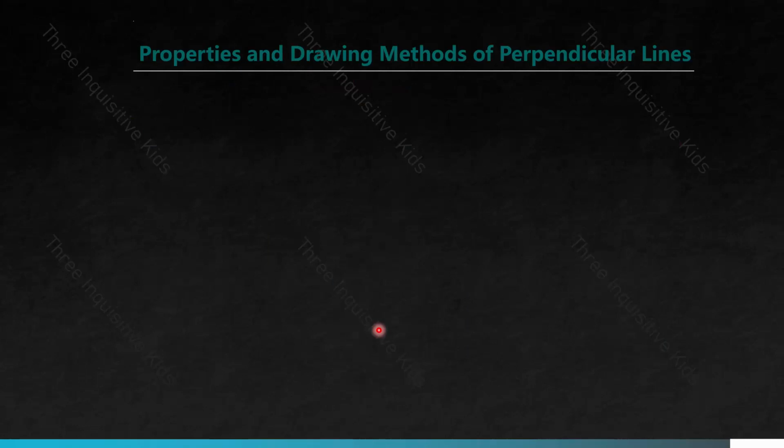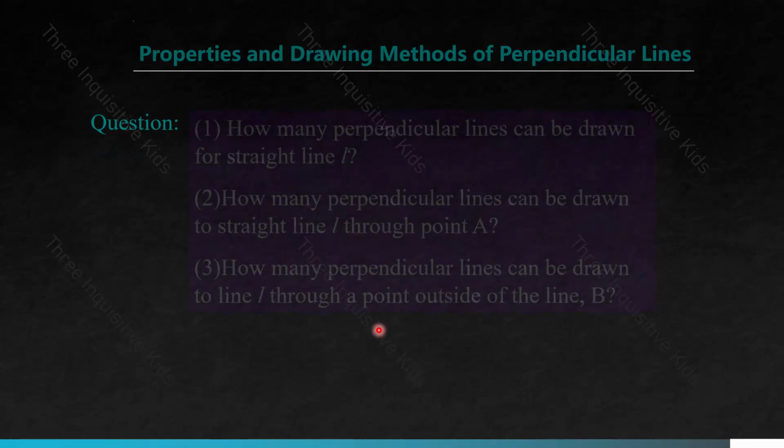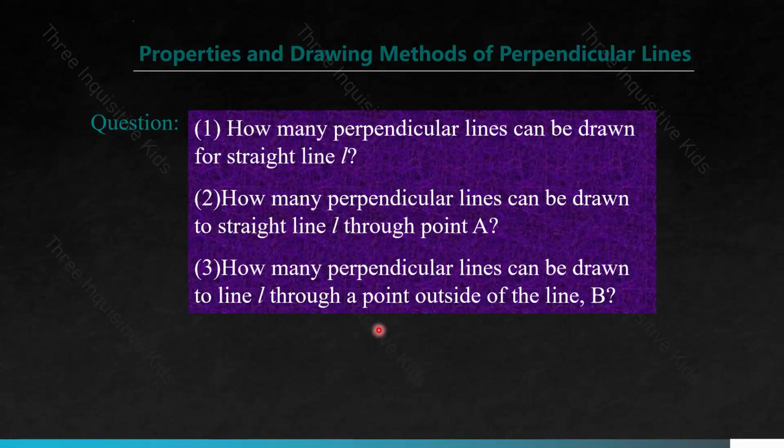Now we're going to look at the properties and drawing methods of perpendicular lines. How many perpendicular lines can be drawn for straight line L? How many perpendicular lines can be drawn to straight line L through point A? And how many perpendicular lines can be drawn to line L through a point outside of the line, B? Think about these 3 questions on your own.